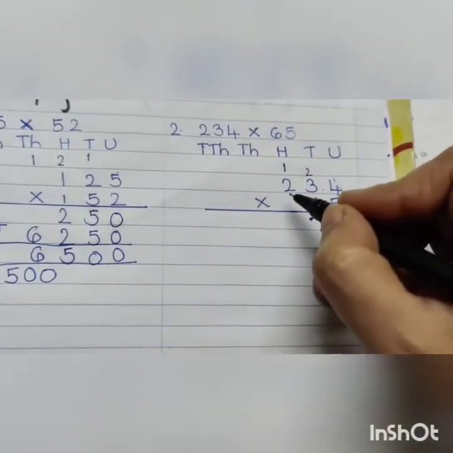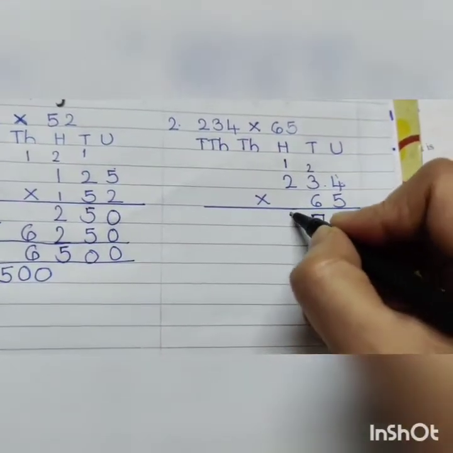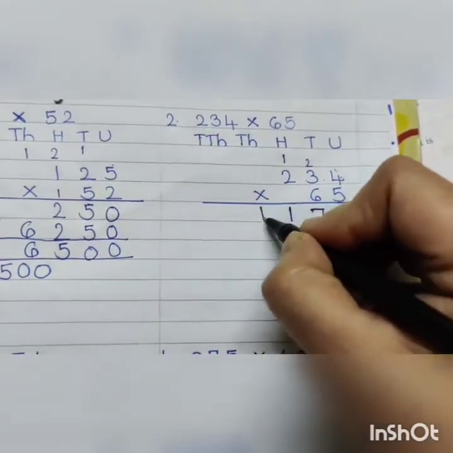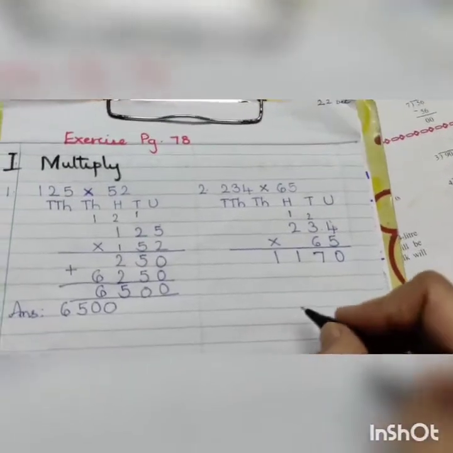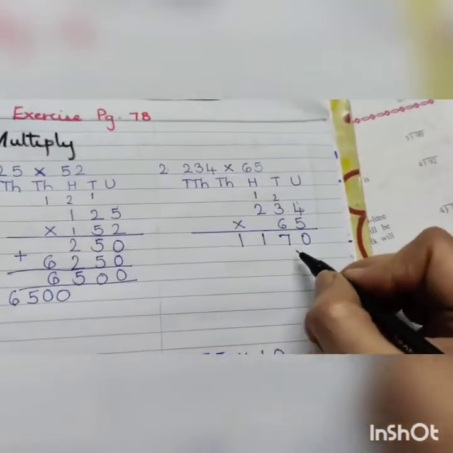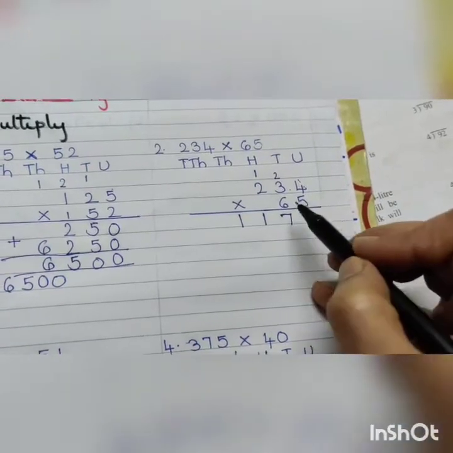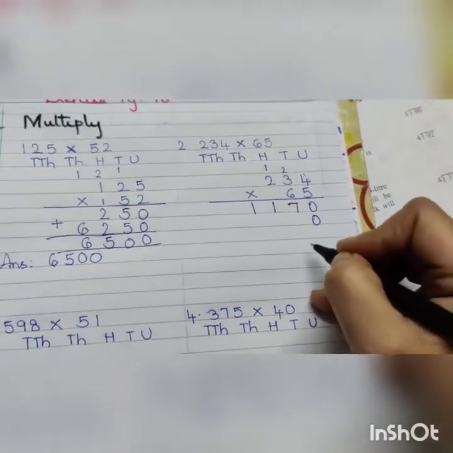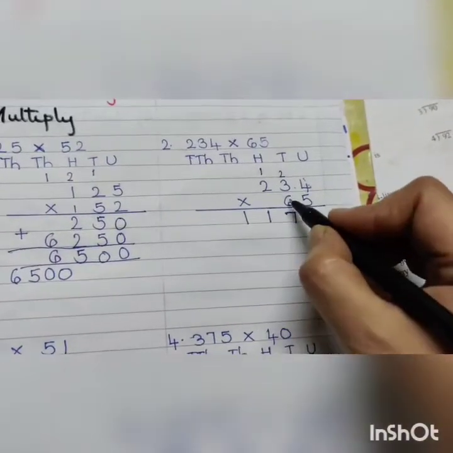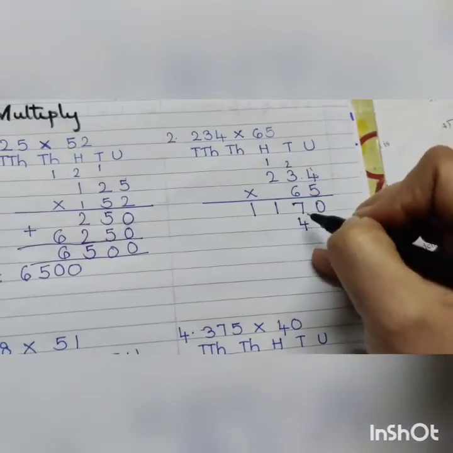Yes. 5 twos are 10. Plus 1, 11. So we write here 11 hundreds, means 1,100. Correct? So we get 1,170. Okay. Now what we have to do? Now we have to multiply by 6 tens. That is 60. So we write that 0 here. First only we write it down. Now 6 fours are 24. Right? 6 fours are 24.